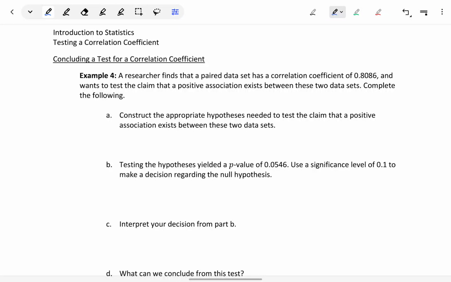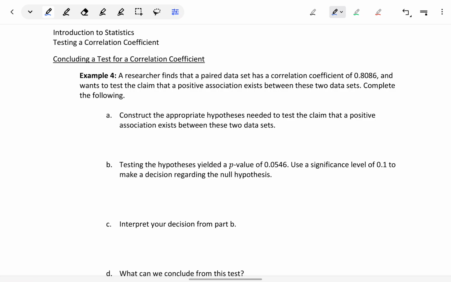We've looked at how to construct the hypotheses to conduct a test for a correlation coefficient. A little bit later, we'll get to how we calculate the p-value for that test. For right now, we want to focus on a given p-value and how we would write our conclusions.